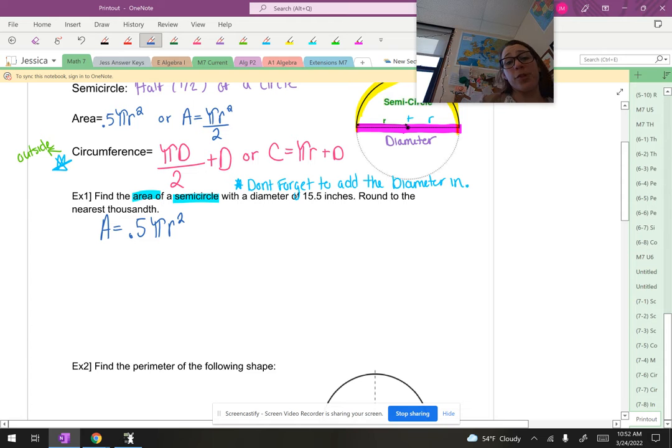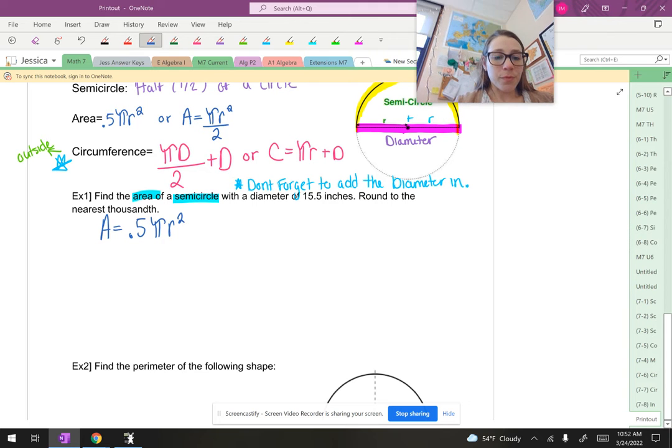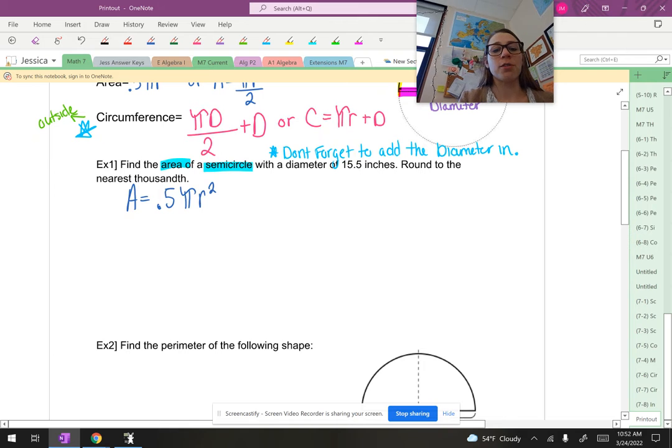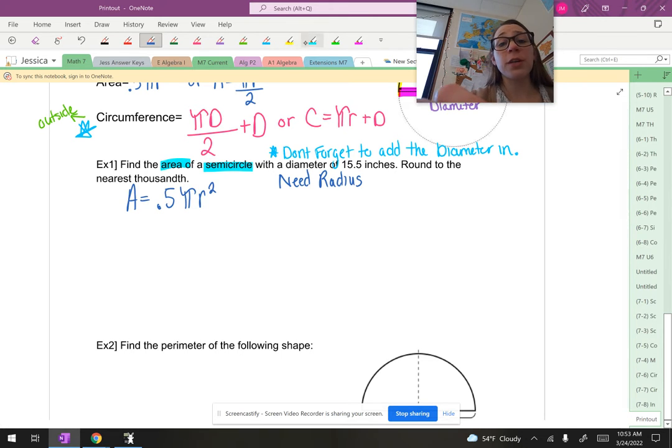Remember, you have different options. You could be using the pi r squared divided by 2. So in order to find this area formula, I need to have the r, which stands for my radius. So I need the radius. They don't give me the radius. They give me the diameter.